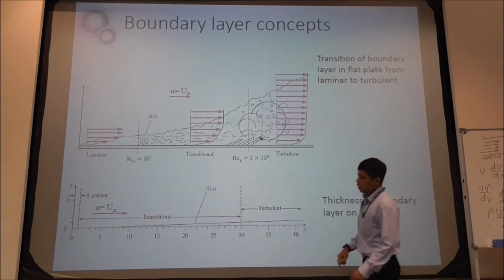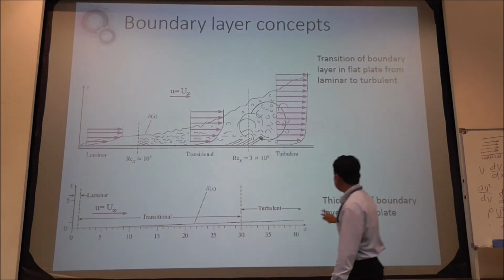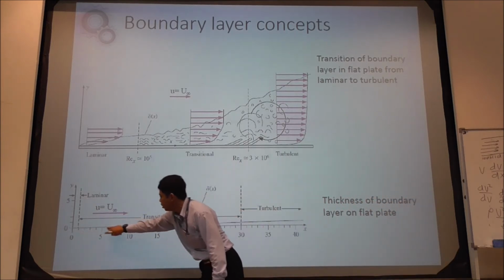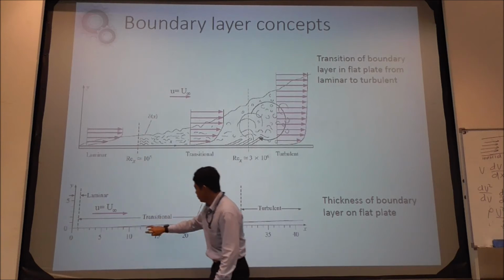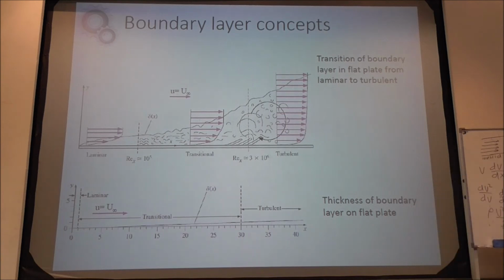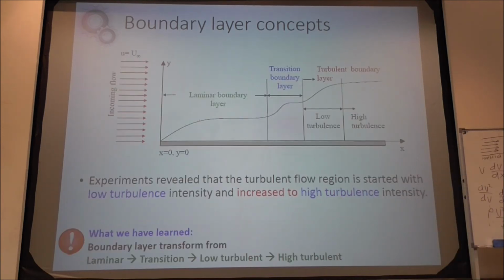So you can see here, if we are looking at the thickness of the boundary layer, at the laminar flow, it will be small in the laminar region. Then it grows bigger and then bigger and bigger. Okay. So we start with laminar, then following with transition, turbulent, and high turbulence.